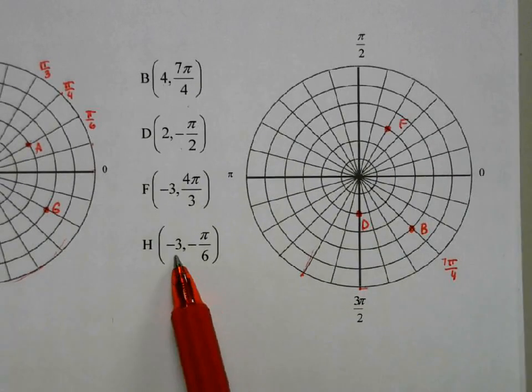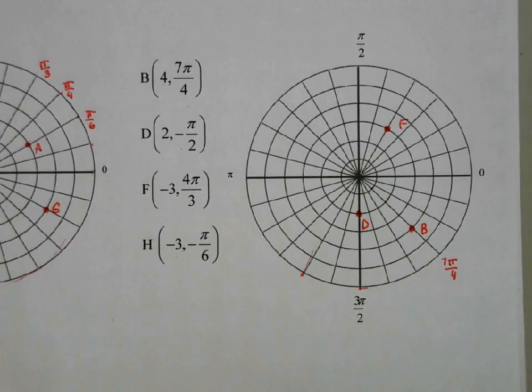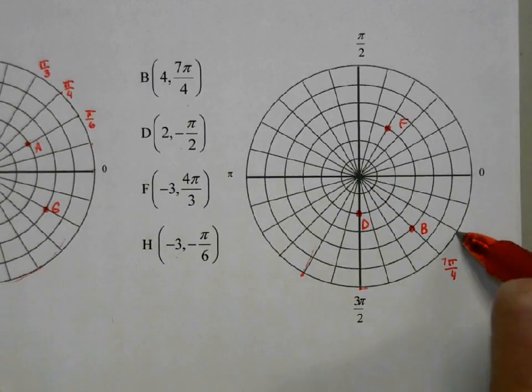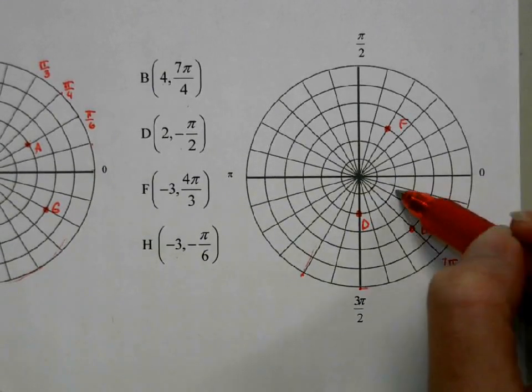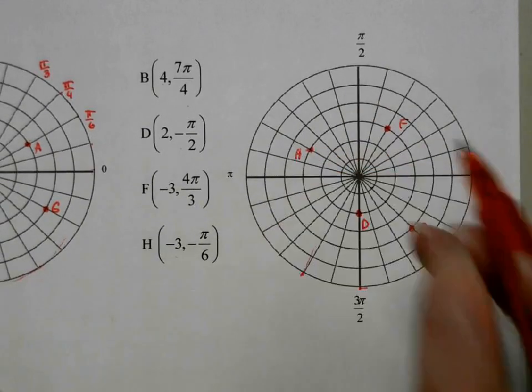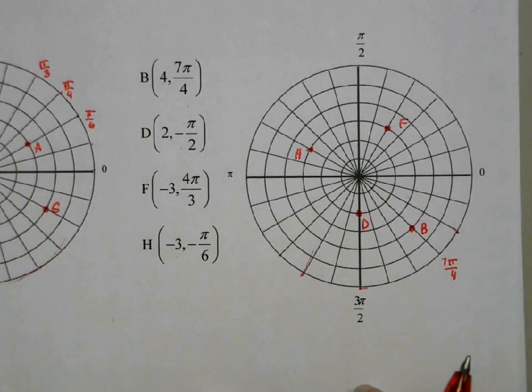So -3, negative pi over 6. Negative pi over 6 is going to be right here, and we're going to go through to 3. So that's how we plot coordinates in the coordinate plane.